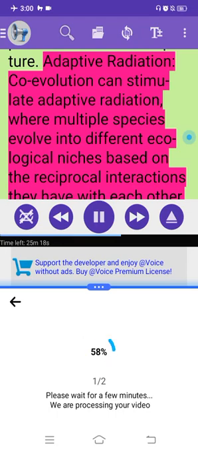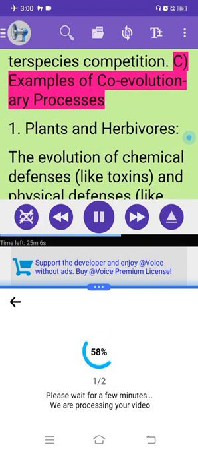Adaptive radiation. Coevolution can stimulate adaptive radiation, where multiple species evolve into different ecological niches based on the reciprocal interactions they have with each other, often in relation to environmental resources or interspecies competition. See examples of coevolutionary processes.